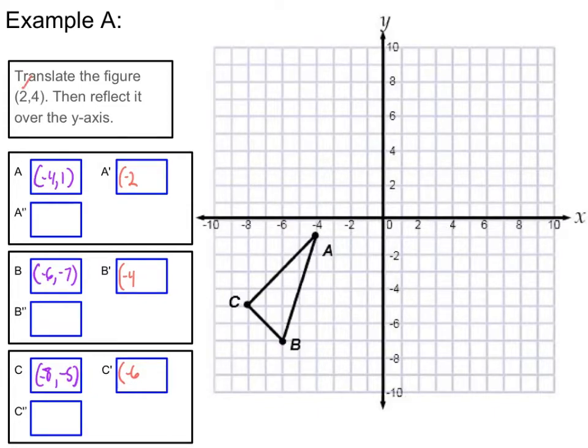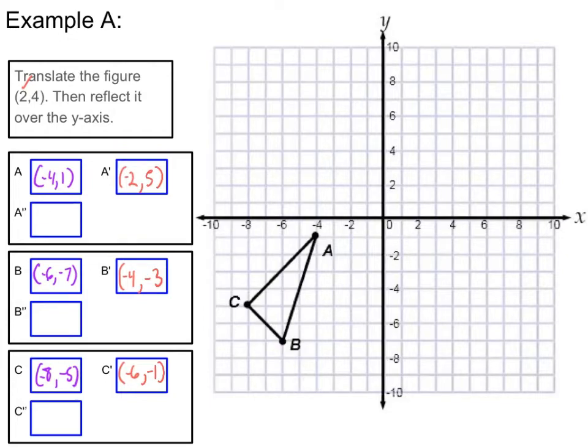Now I need to be doing the second part of that transformation, which is going to be adding 4 to my second coordinate. Remember, since it's going up 4, we're going to add that to our y coordinate. So 1 plus 4 is going to give me 5. -7 plus 4 is going to give me -3. And -5 plus 4 is going to give me -1. So that's my first transformation, or my first out of the two.